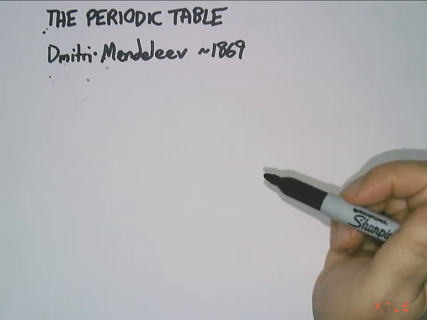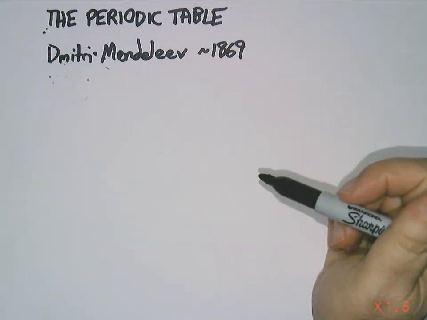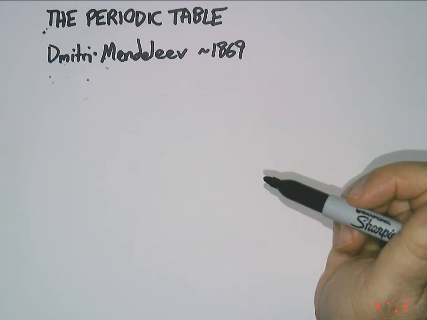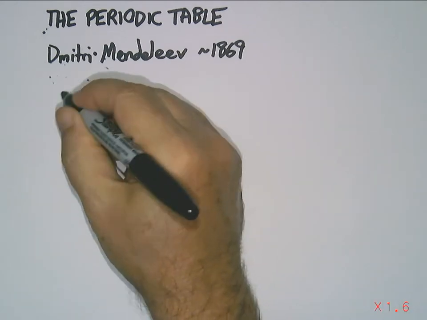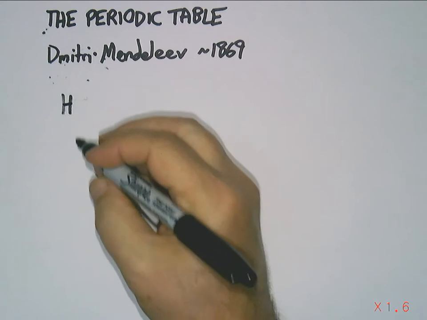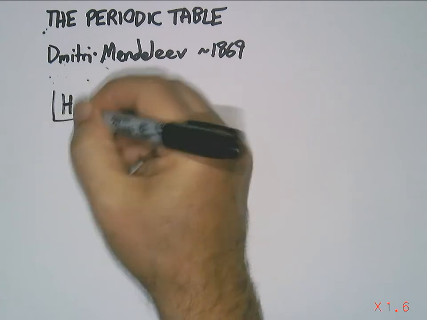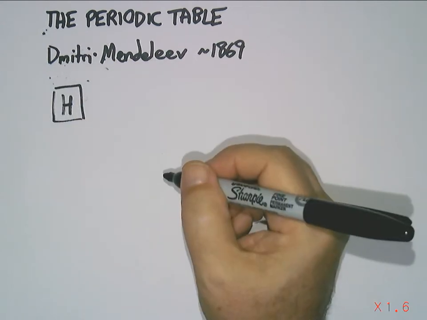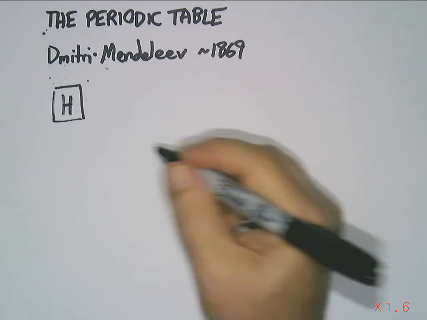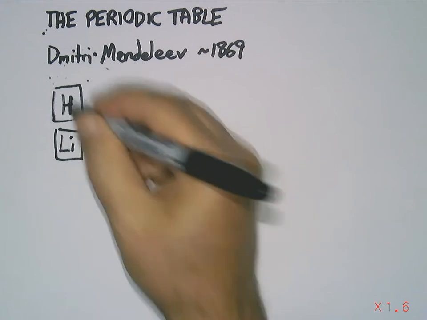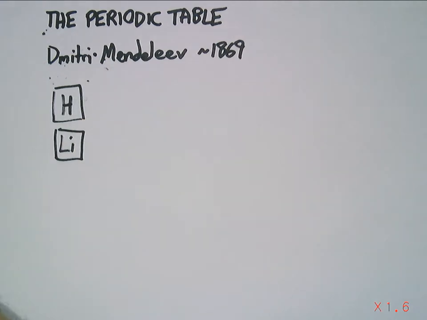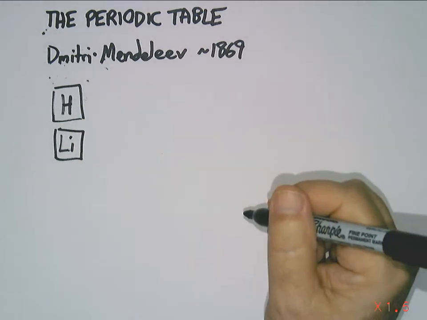Now, he was a solitaire player, and he was looking for patterns in the behavior of elements. So he wrote the elements down on a series of cards, and he tried to deal them out like you would in playing a solitaire game until he could see some patterns. Here's a card for hydrogen and a card for lithium. Now, they have something in common.